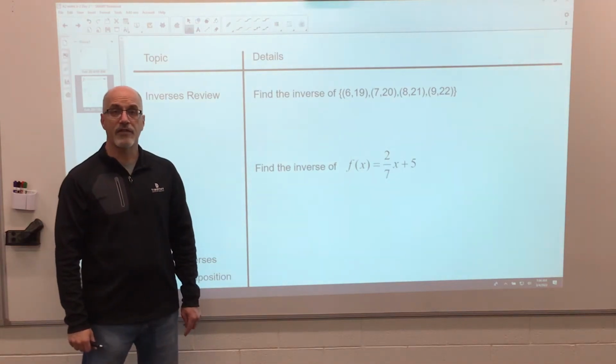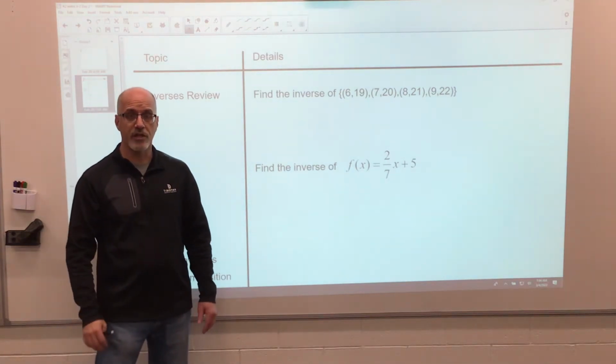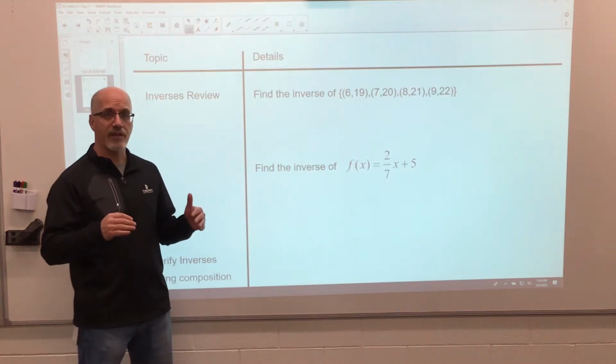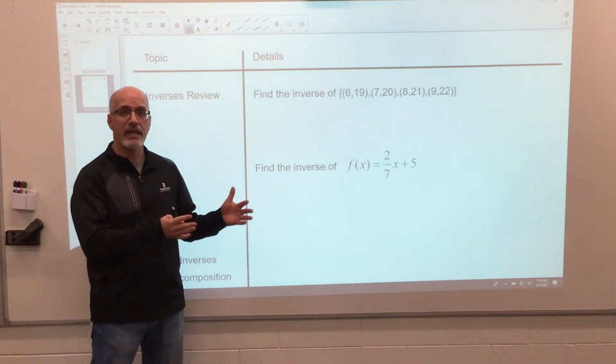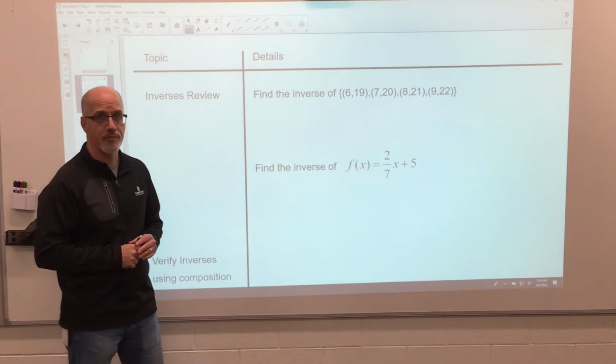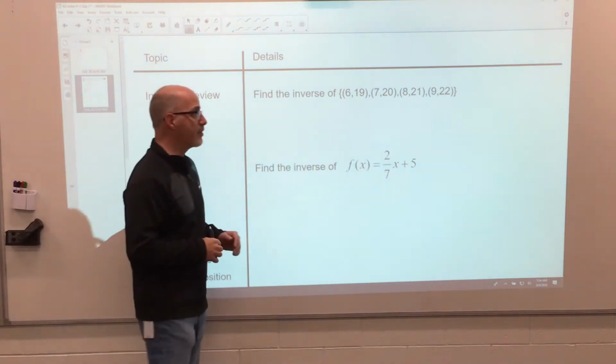This lesson is about functions and inverse functions. Our objective is to verify when we have a function if it's the inverse of another function. So let's start off talking about inverse functions.